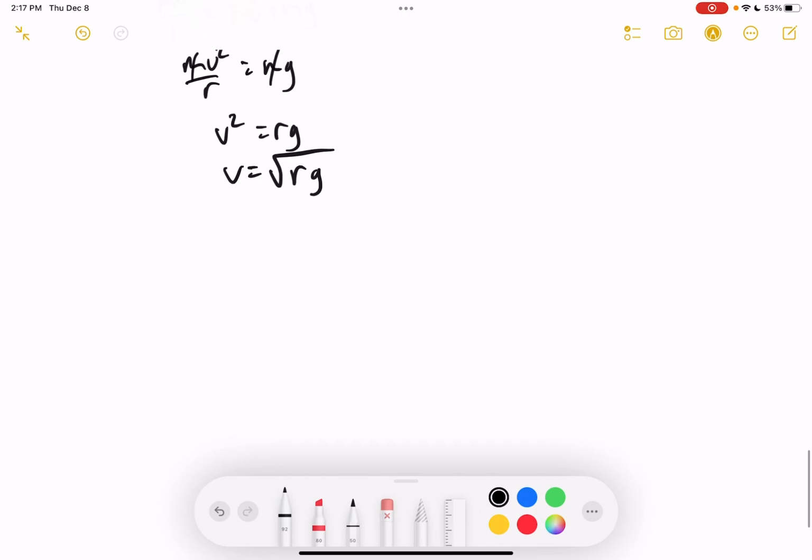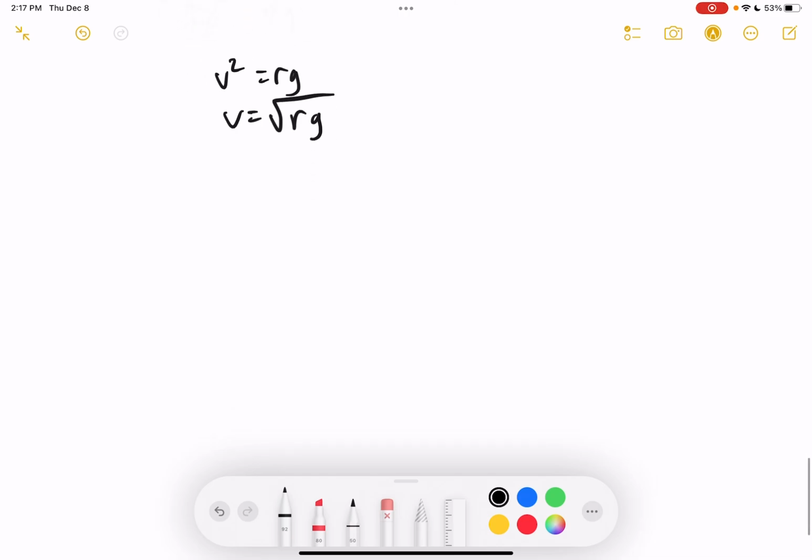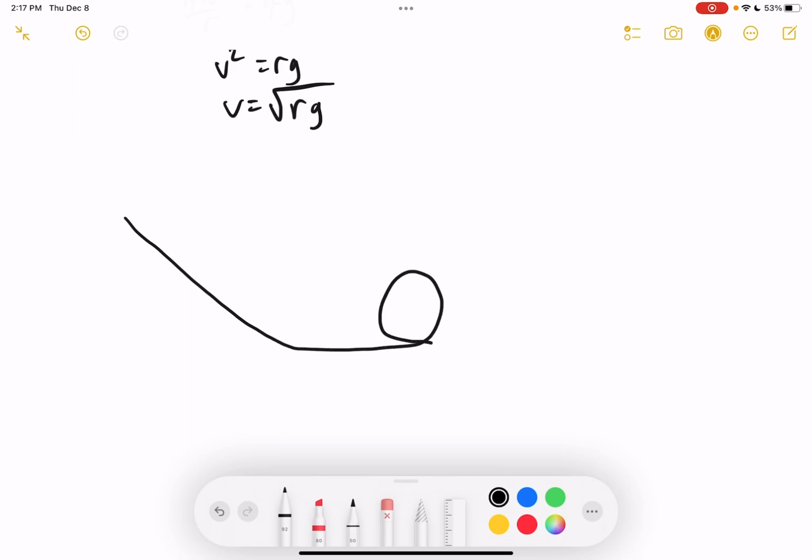Now, let's take this one step further. Let's say I have a hill, something like this, and then I have my block at the top here. This is still the same radius. I want to know what is the minimum height that I need to have in order that I'll complete this loop?